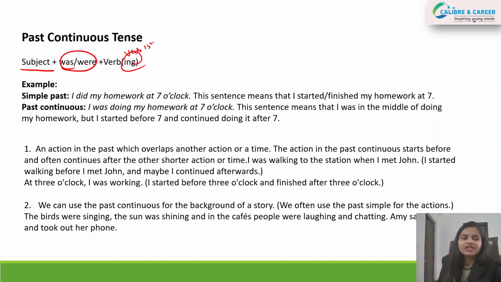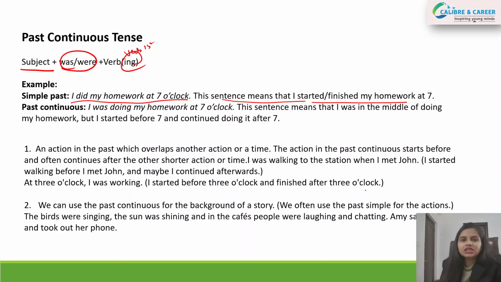All right. So for example, the difference between simple past and past continuous, how you can basically understand. "I did my homework at 7 o'clock," that you said. This sentence means that I finished my homework at 7. That means sometime prior to 7 o'clock the student must have started his work, but at 7 o'clock he has completed. That means the action is done.